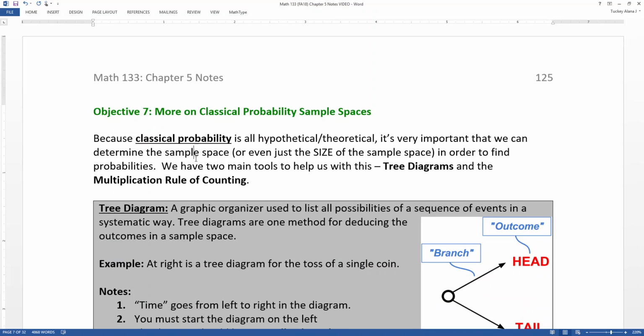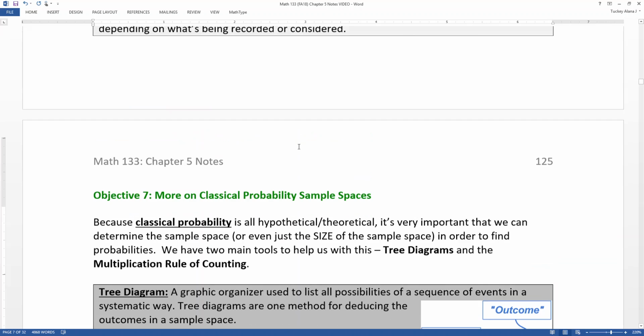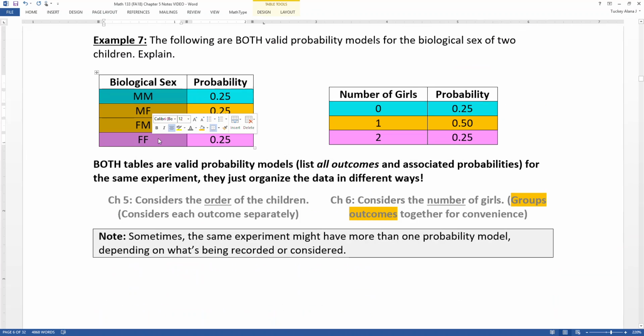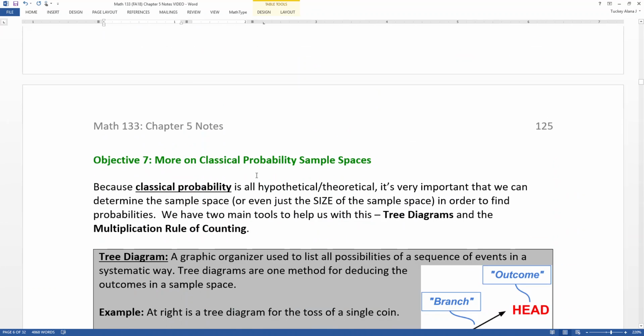All right, so we want to talk about classical probabilities in particular, because if it's from data, then you can find all your outcomes based on your data. But if it's based on classical probability, then you're going to have to hypothetically think of that list over here on the left-hand side. Where do you get those from? How do you know you've gotten all of them? How do you know there aren't any more, et cetera? So we need to be able to come up with that.